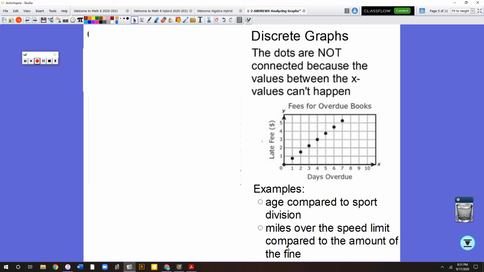Miles over the speed limit compared to the amount of the fine. If you get a speeding ticket, it doesn't matter if it's 2 miles over the speed limit or 2.5 miles over. The decimal amounts in between don't matter, basically. It's only whole numbers that matter. So we would not connect the dots for that, because only the whole numbers matter.